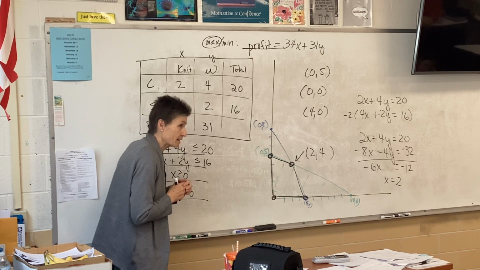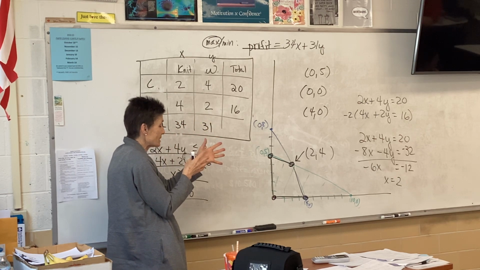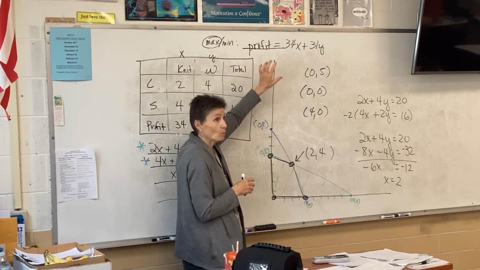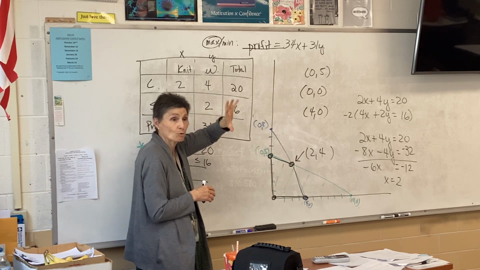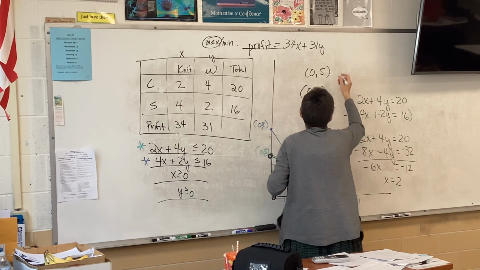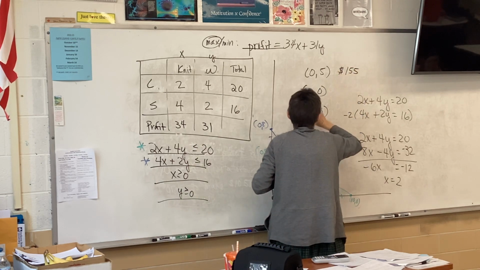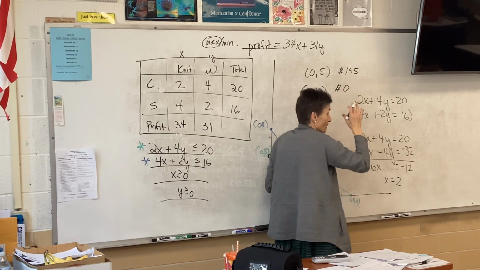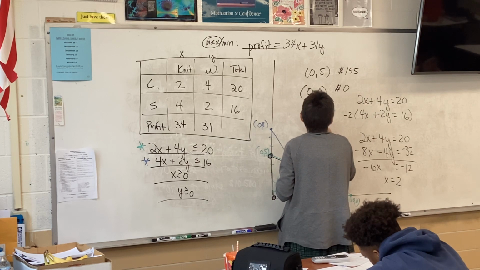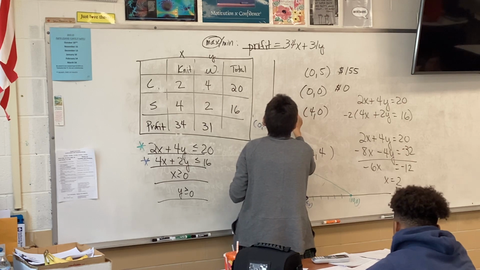So what happens next? Now we have found our shape. We found our vertices. Now we plug them into our profit. Whatever it is we're trying to maximize or minimize, we plug it in. So 0, 5 would give me 155, is that right? Yep. 0, 0, that's my minimum. I don't make any suits, I don't make any money. 4, 0 is, what is that, 136? Yep.